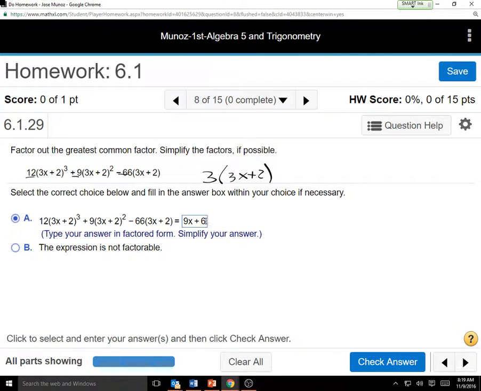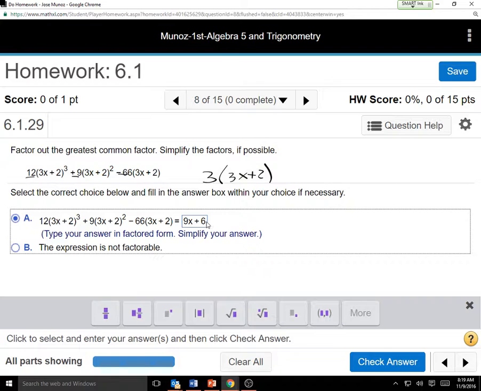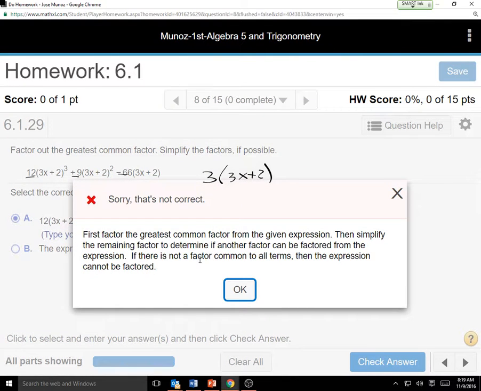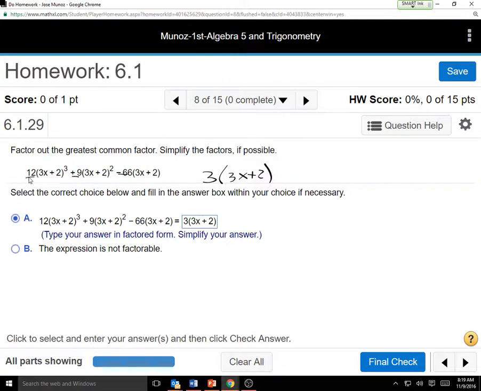Let me do this again real quick. Let me try it the way I had it, okay? And if not, I probably missed something. So 3x plus 2. Nope, I missed something. What did I miss? I'm going to have to actually just do it then.